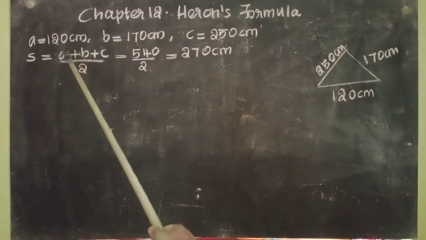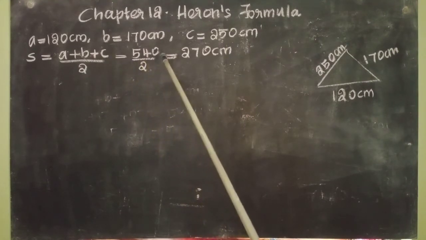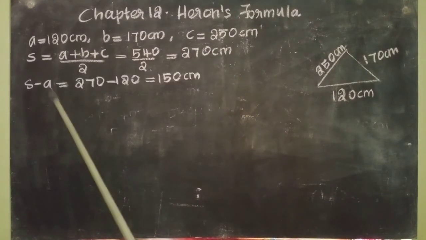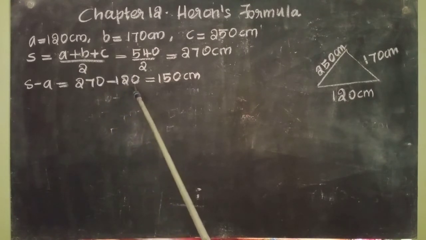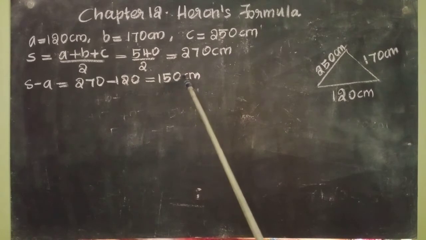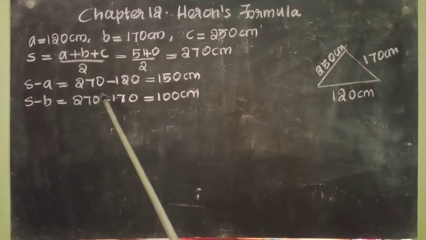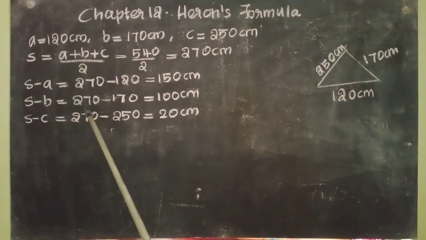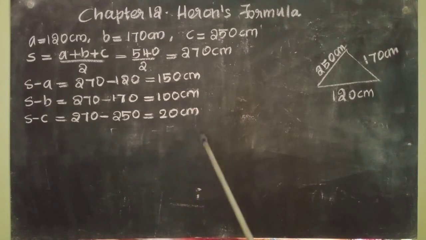s equal to a plus b plus c by 2, that is equal to 540 divided by 2 equal to 270 centimeter. s minus a equal to 270 minus 120, that is equal to 150 centimeter. s minus b equal to 270 minus 170, that is equal to 100 centimeter. s minus c equal to 270 minus 250, that is equal to 20 centimeter.